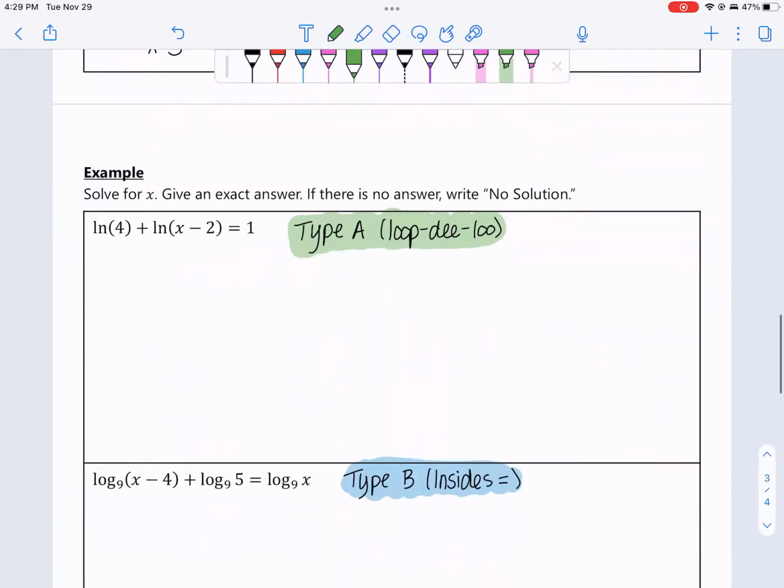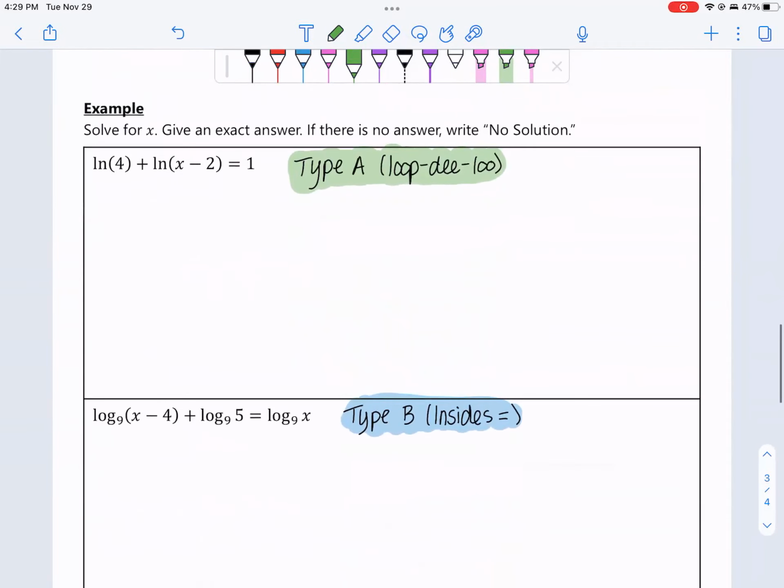Bam. All right. Let's do more. There's 3 more I'm going to do, and that's it for this logarithm video. All right. This is the type of A. It's a loop-de-loo, and it's all because of this 1. So we're going to combine these guys together on the left-hand side and then loop-de-loo it.